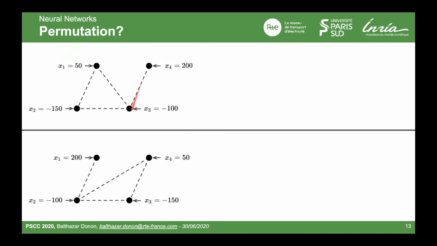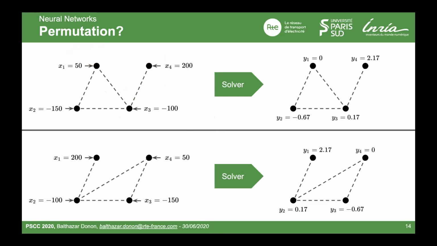There is just a simple permutation. So I permuted nodes 1 and 4 and nodes 2 and 3. Okay, so those two systems are exactly the same, but just permuted. But still, the physical laws are exactly the same. So if you use a solver, you will end up in both cases with exactly the same results.